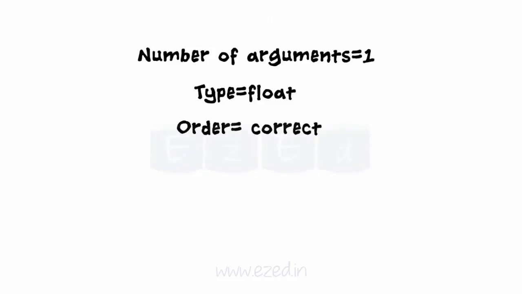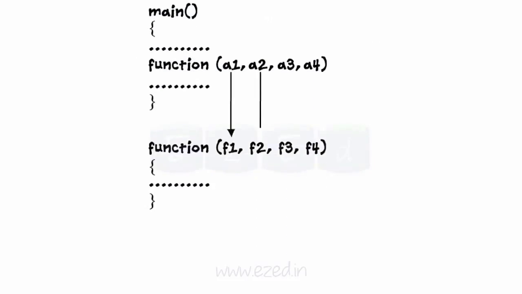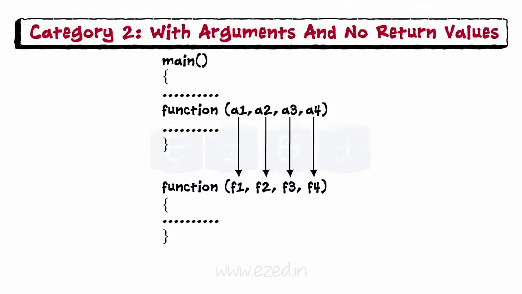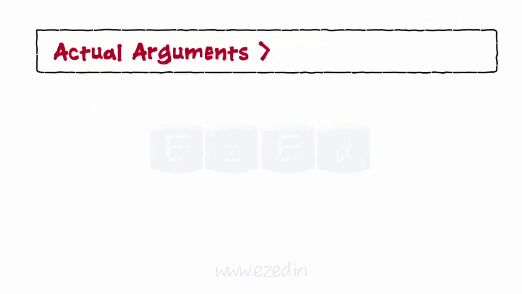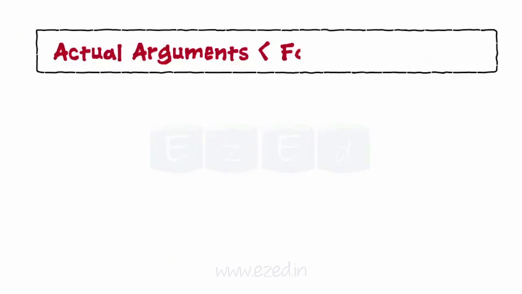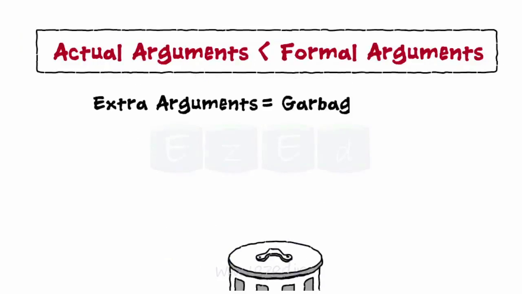The actual and formal arguments must match in the number, type, and order. The values of actual arguments are assigned to the formal arguments on a one-on-one basis, starting with the first argument. In case the actual arguments are more than the formal arguments, then the extra actual arguments are discarded. While if the actual arguments are less than the formal arguments, then the remaining arguments are initialized to garbage values.